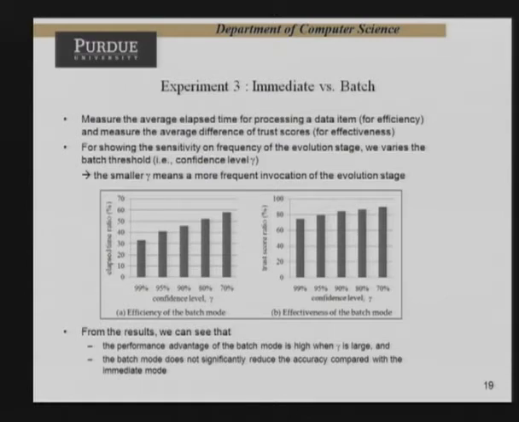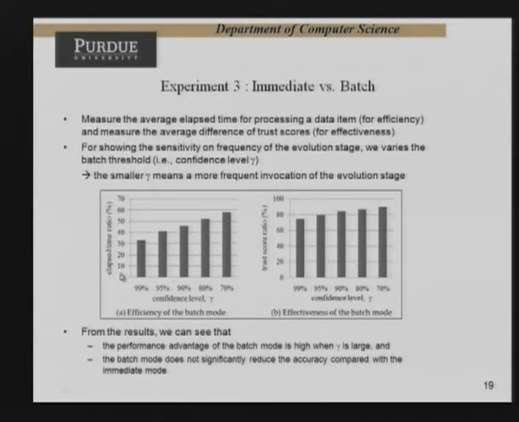And the last one is the comparison between the immediate and batch mode. We vary the confidence level gamma from 99% to 70%. This means that with 99%, the cyclic computation happens less frequently, and with 70%, the computation happens more frequently.